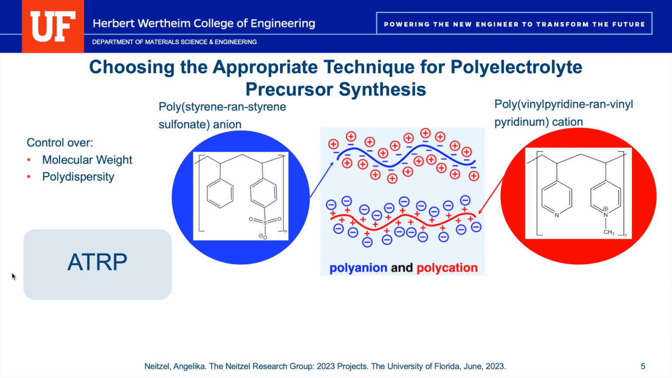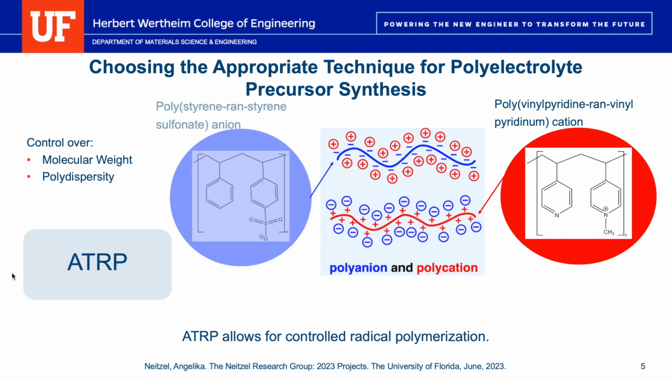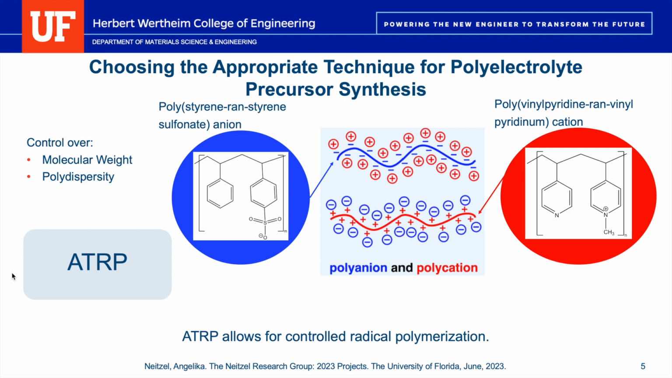Argit ATRP is a type of radical polymerization that allows for the control needed. This summer, the group focused on synthesizing polystyrene that will then undergo another reaction to produce the polystyrene-rand-styrene sulfonate anion. The cation is something that will be focused on at a later date within the research group.